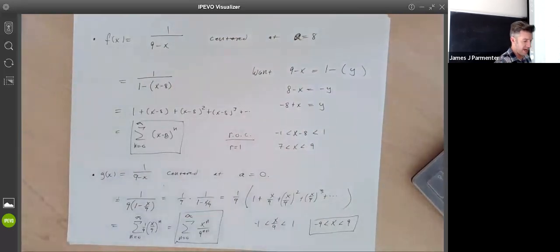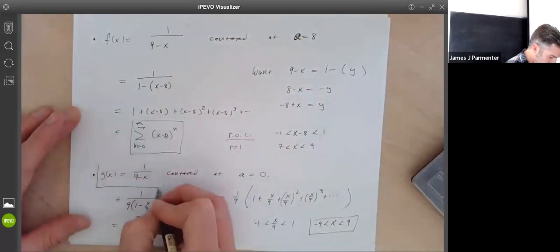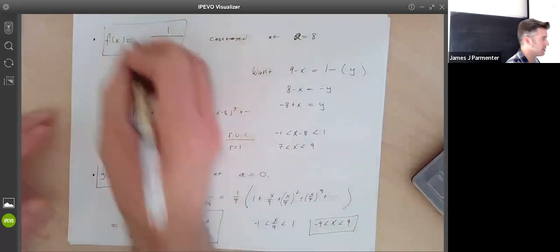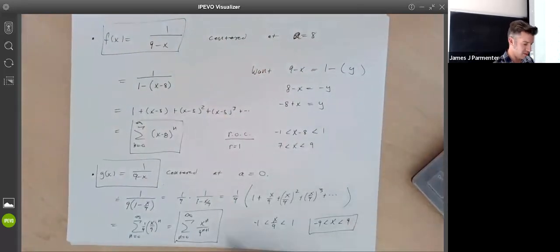But if someone just said find a series for this function and they didn't tell you where to center it, typically centering it at 0 is the choice that gives you the biggest interval of convergence.